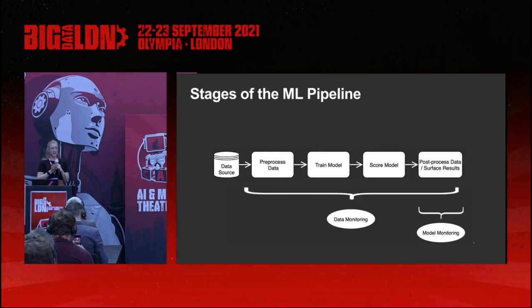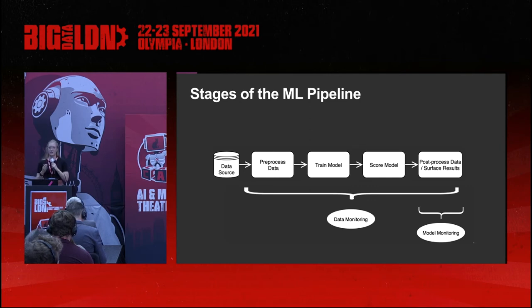Model monitoring, on the other hand, comes into the picture at the end after you've produced your results. So this is checking that the results, the predictions, the forecast from your model is as expected, correct, and will suit your stakeholder requirements.